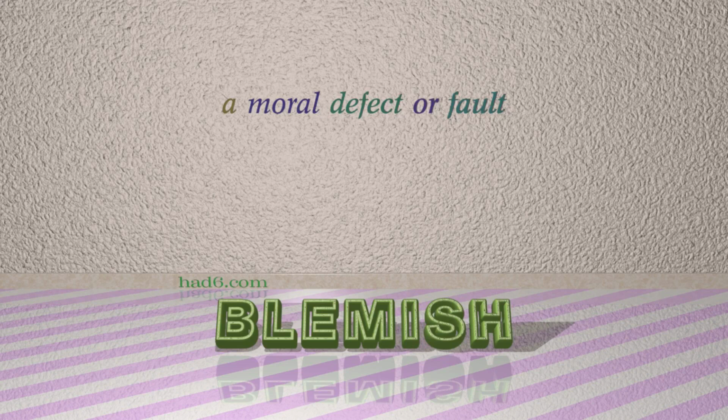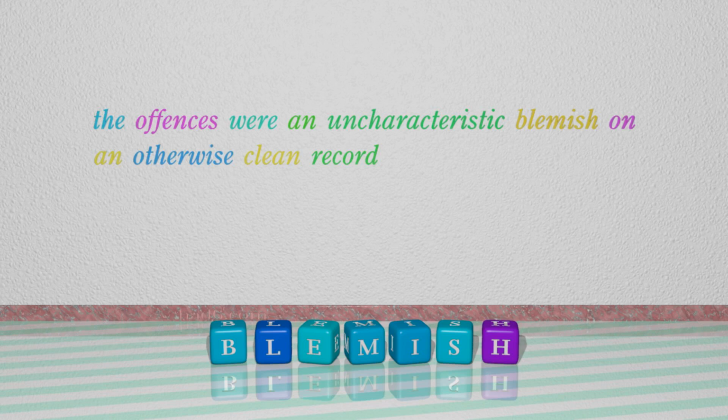Number 7. Blemish, which means a moral defect or fault. Blemish. For example, the offences were an uncharacteristic blemish on an otherwise clean record.